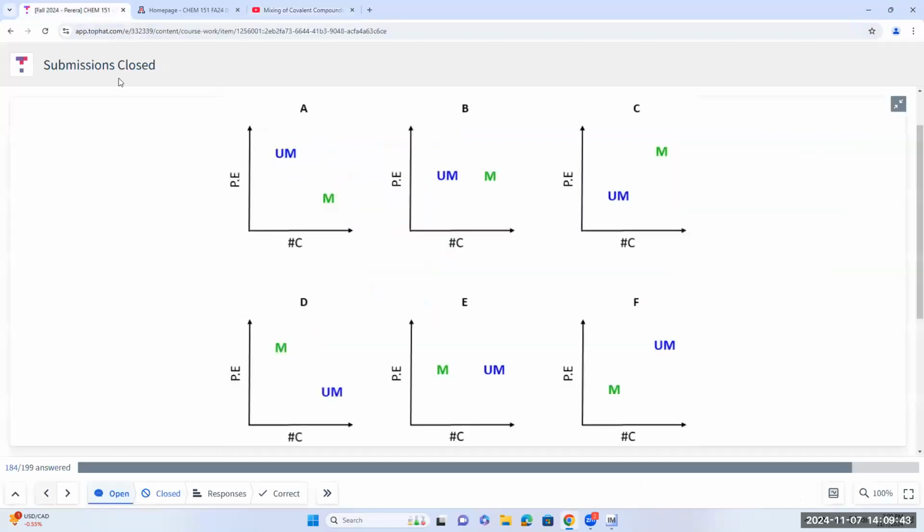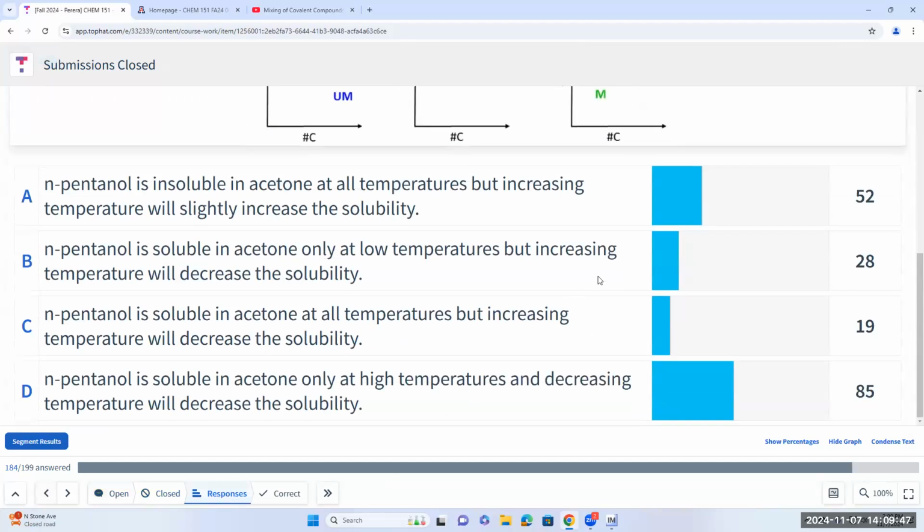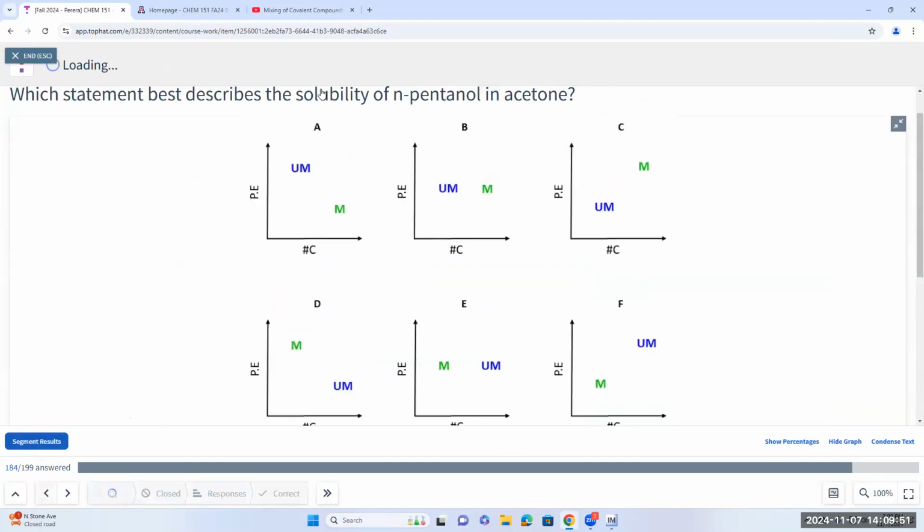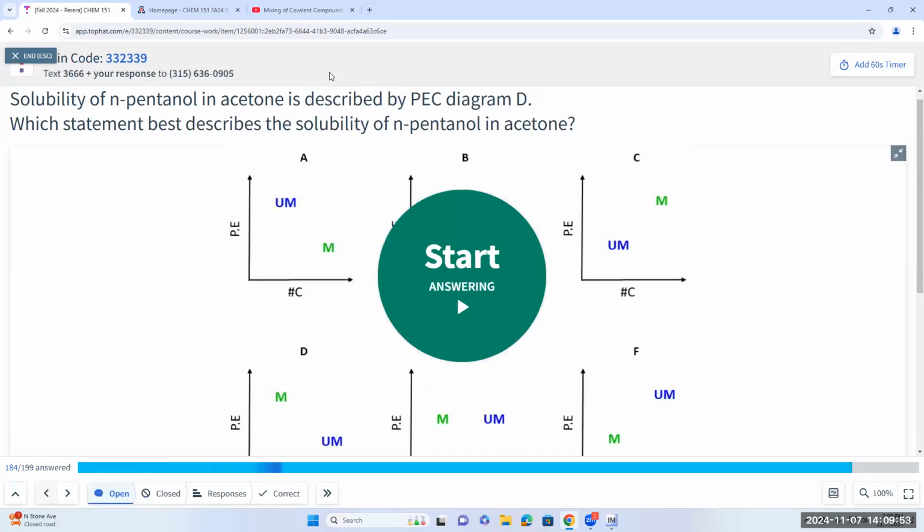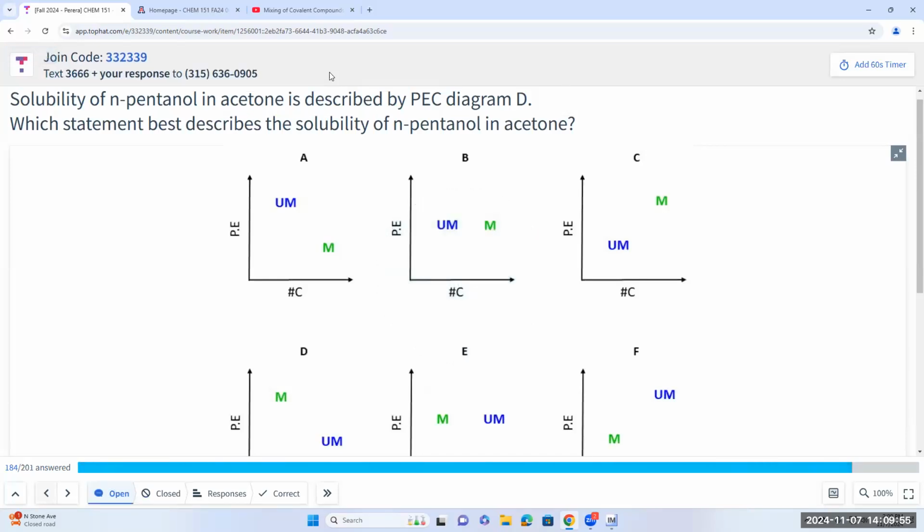I have already closed this question. Let me see your responses. We're going to get there. I'm going to open this question again. But anyway, what questions, concerns, comments do we have?